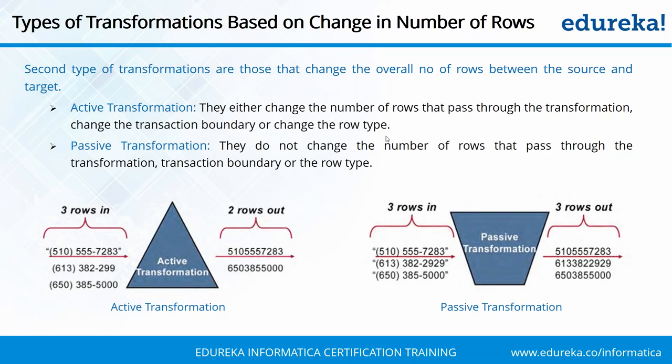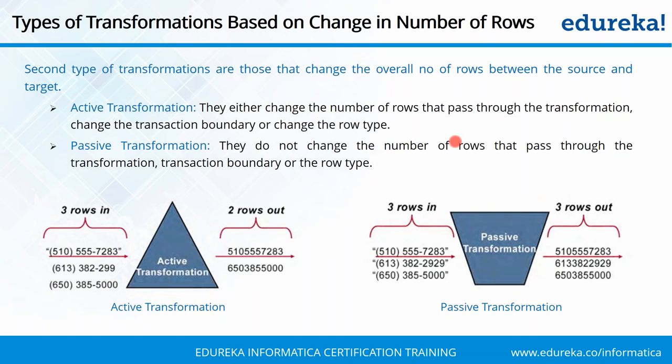So Dave wants me to repeat passive transformation. Now in a passive transformation, the number of rows that pass through it is constant. So here you can see we are passing in 3 rows, but we're getting 3 rows as output. It is just that the format of the data in this row changes. So here you can see there are parentheses and hyphens separating the region code, but when you see the output, there are no special characters present here. Is it clear now, Dave? All right.